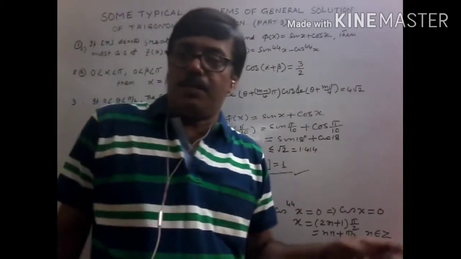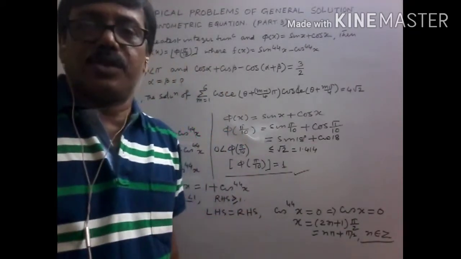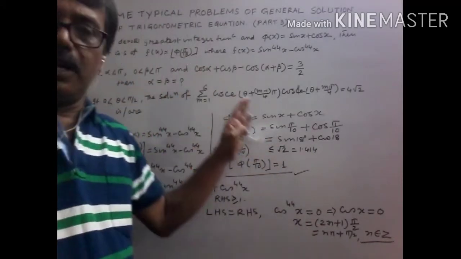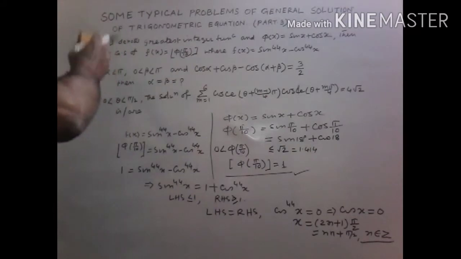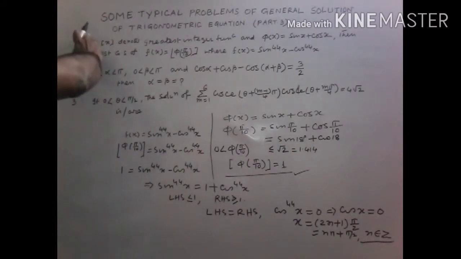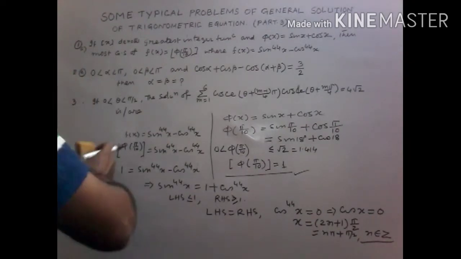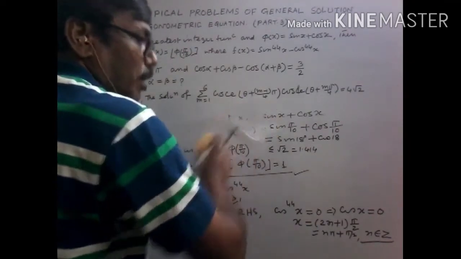So there are many problems in the description list. We are solving them one by one. Now problem number 2. There are 4 problems in one, 1A, B, C, similarly for 2. So we consider problem number 2.